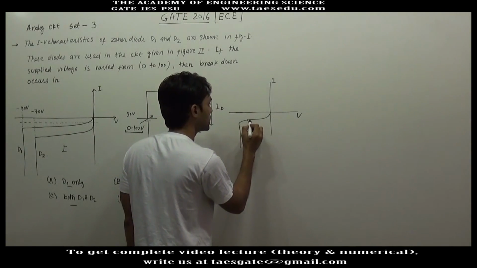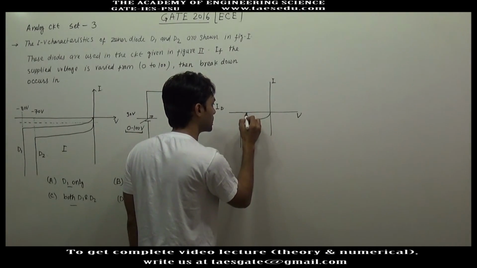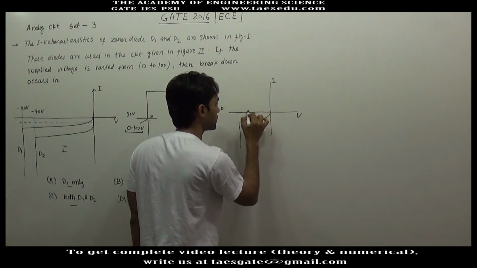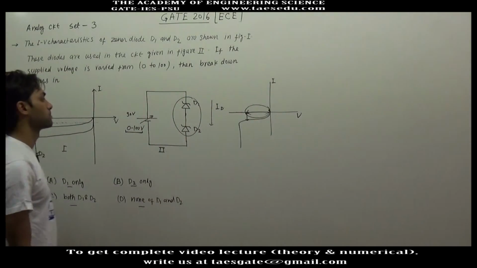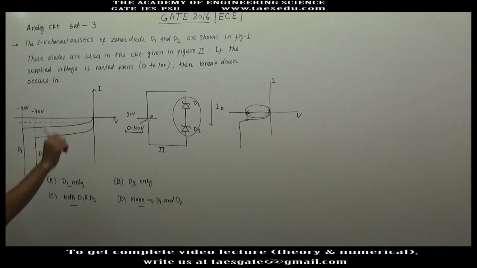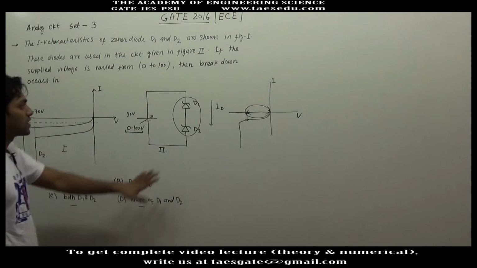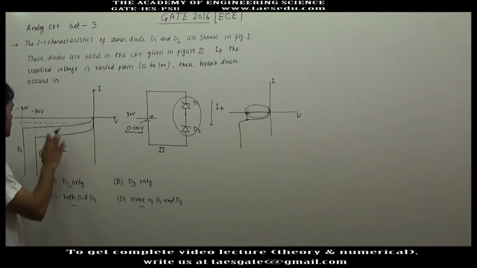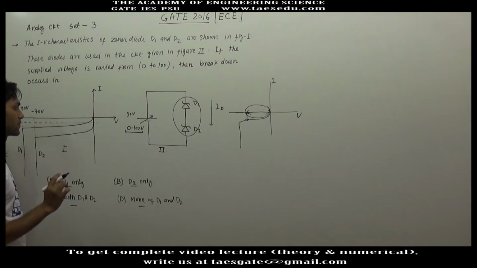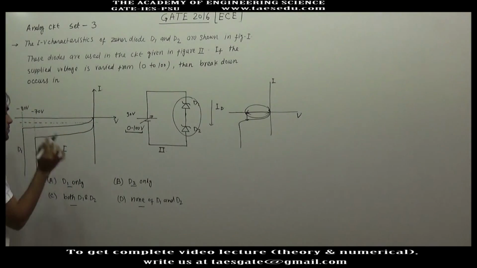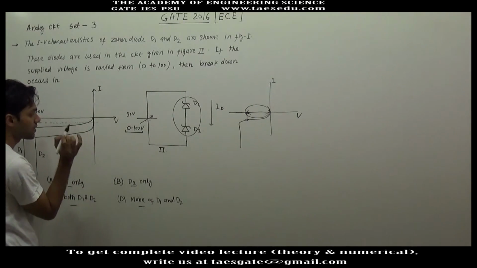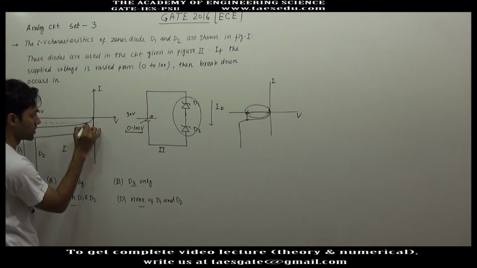Let's say this is the current through diode D1. So what will be the voltage? If this height is the current, this width will be the voltage across diode D1. Now the two switches are connected in series, so the current through both the diodes will be the same, and let's say this height represents the current. So what will be the voltage across diode D1? The characteristic of D1 is this.